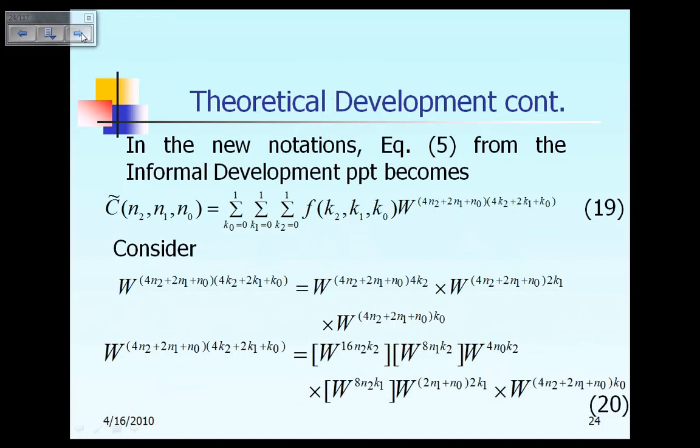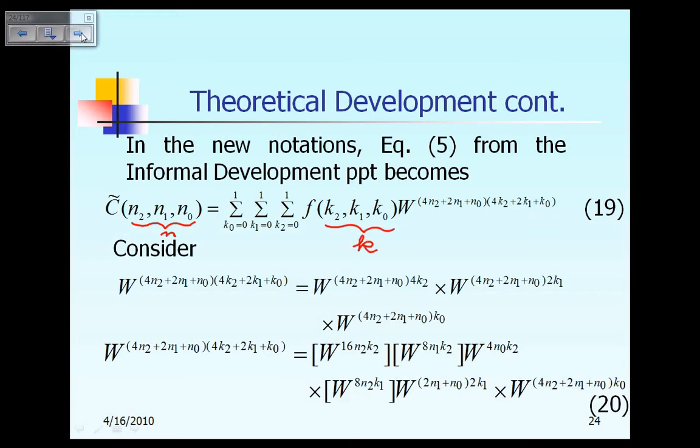Okay, after that, the procedure is almost the same as in the previous lecture. Why? Because the formula that you want to compute, for the vector c tilde, instead of saying it is a function of n, now we say it's a function of n2, n1, n0. Instead of having a formula on the right hand side of equation 19, in the old days, we just said f is a function of k.